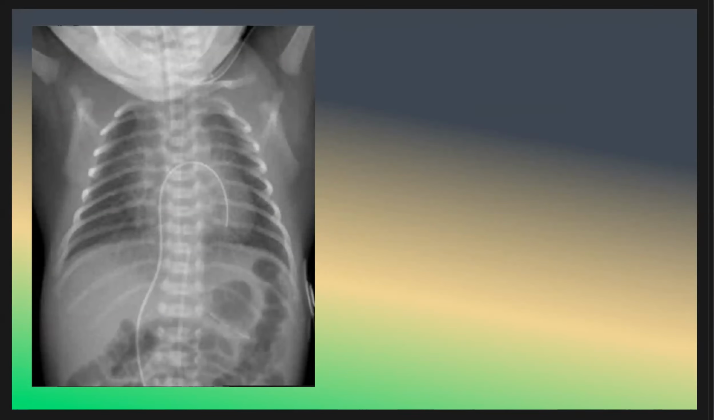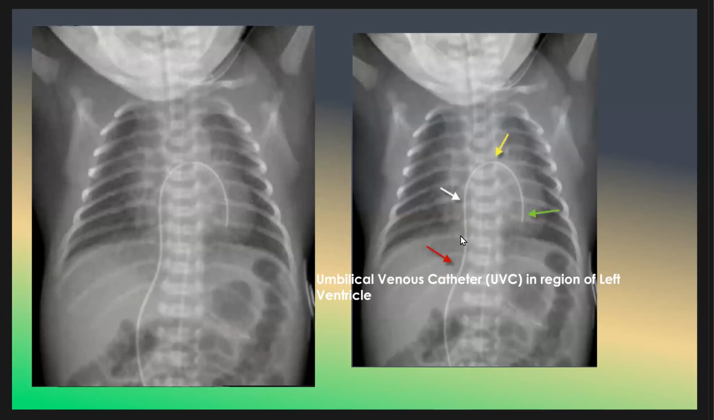Here, this patient has an umbilical venous catheter. As we see, the normal umbilical venous catheter should be at the level of T8, T9. Here it is passing the IVC, passing the foramen ovale, and going to the left ventricle. This is where the catheter should be, here to the IVC, and this is an abnormal position of the umbilical venous catheter.